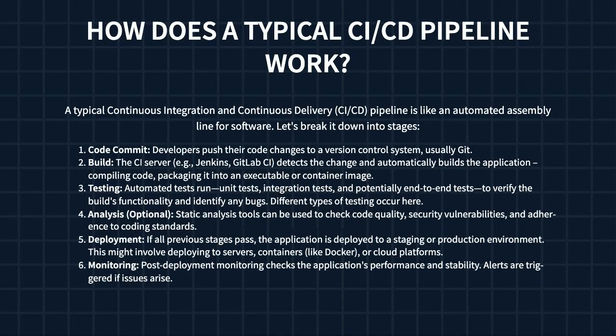Okay, so imagine a continuous flow for your software changes. It all starts when a developer commits their code, usually to something like Git. Then a CI server kicks in automatically. This server builds the application from that code, creating an executable or a container image ready to go. After that, it's time for testing. Automated tests run to make sure everything works as expected. If all tests pass, then the deployment stage starts, pushing the app to a staging environment first and eventually to production if everything checks out.